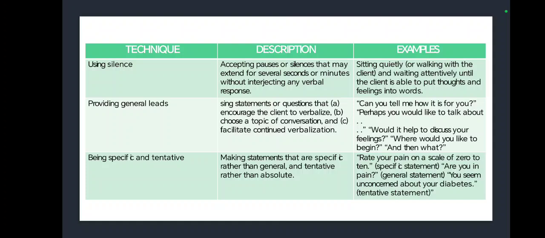Making statements that are specific rather than general, and tentative rather than absolute. Sample: rate your pain on a scale of 0 to 10, where 0 is no pain and 10 is very painful. Or, are you in pain? It's a general statement, so it answers yes or no questions. You seem to be unconcerned about your diabetes. That is tentative, because of the word "seem". So you give out some of your own assumptions.